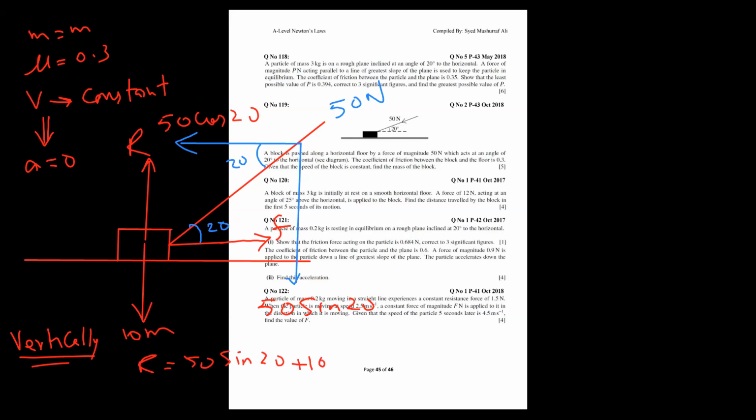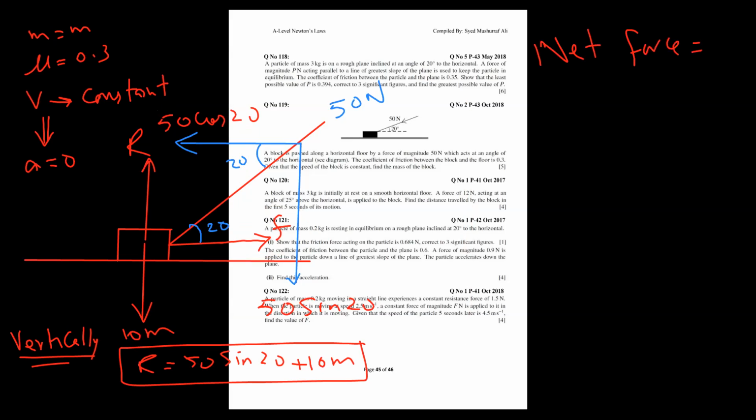I repeat my words. This R is an arrow upwards, and these arrows are downwards. Don't involve this arrow or this arrow, because I talk about upward and downward forces. So I will keep it alone here. And now I talk about net force equal to ma. Now I'm talking about horizontally. Net force equal to ma.